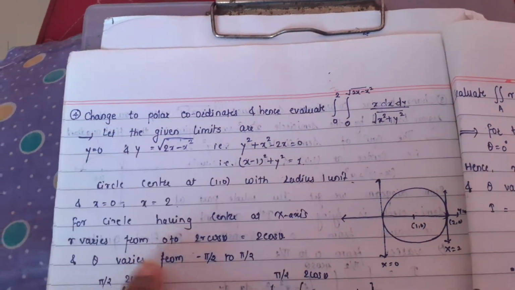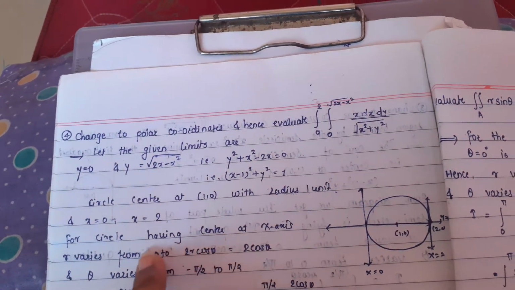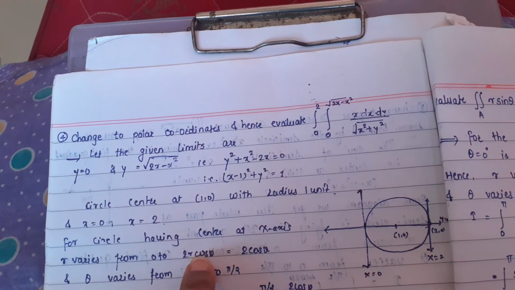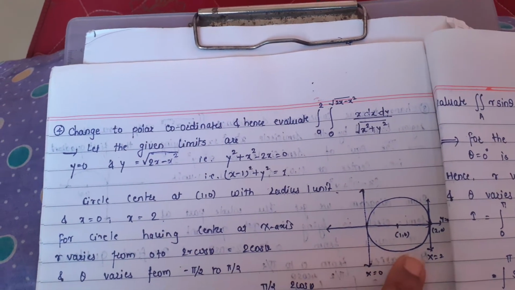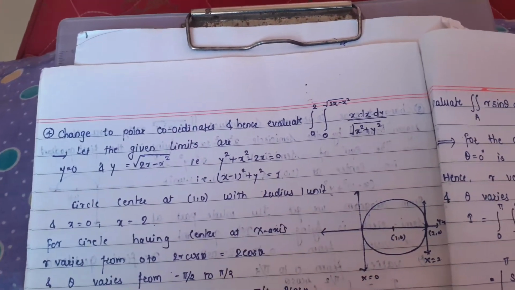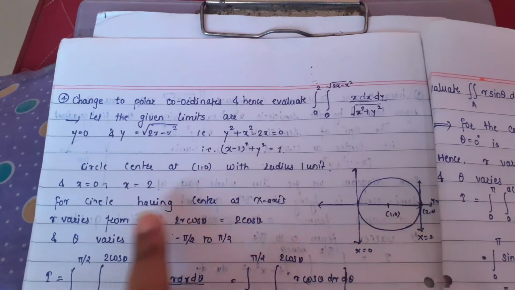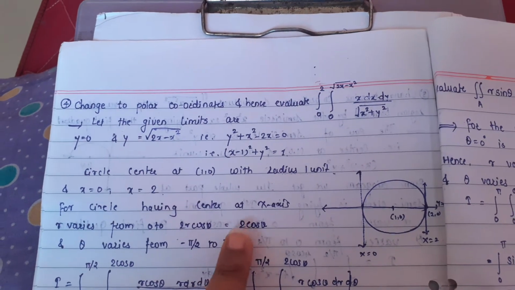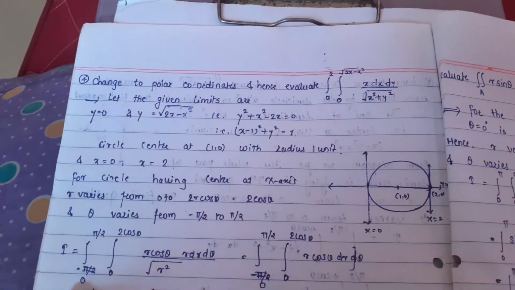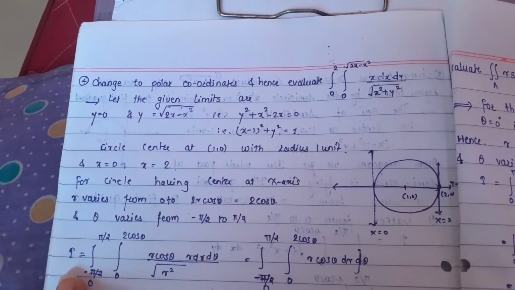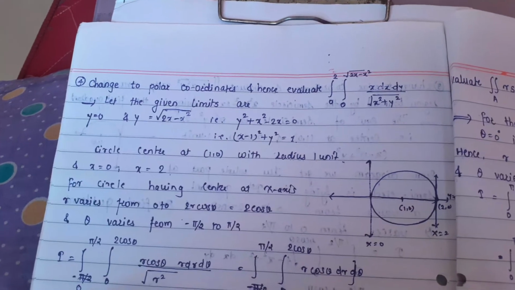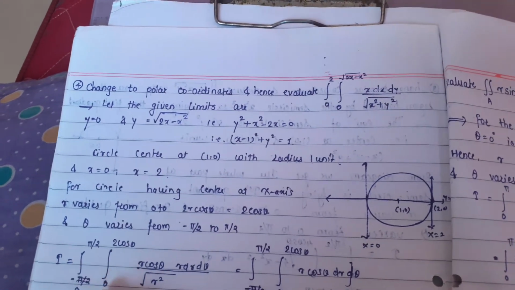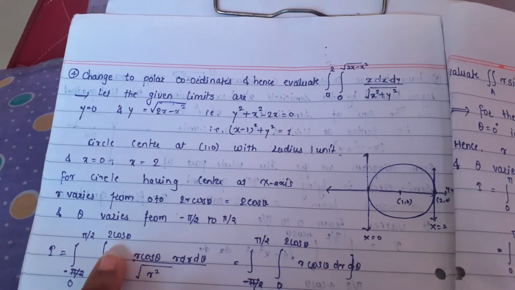Now for a circle having center on the x-axis, r varies from 0 to 2r cos theta. Here radius r is equal to 1, so therefore it is 2 cos theta, and theta varies from minus pi by 2 to pi by 2. That is the standard condition which we have seen in the previous lecture. So now the limits of the equation become: I is equal to the integration from minus pi by 2 to pi by 2, 0 to 2 cos theta.